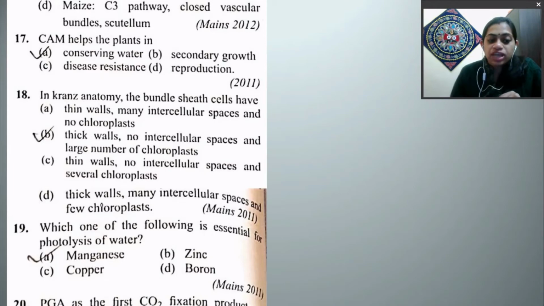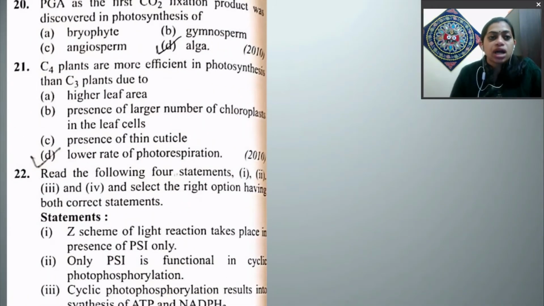Okay, next question. PGA as the first CO2 fixation product was discovered in photosynthesis from bryophyte, gymnosperm, angiosperm and alga. Melvin Calvin discovered this in algal suspension. So this experiment was done in algae. So alga is the right option. C4 plants are more efficient in photosynthesis than C3 plants due to higher leaf area, no; presence of larger number of chloroplast in the leaf cell, wrong; presence of thin cuticle, wrong; lower rate of photorespiration. So this is the right answer.